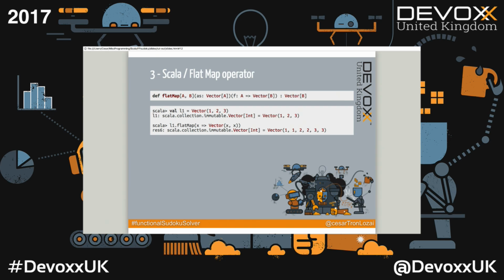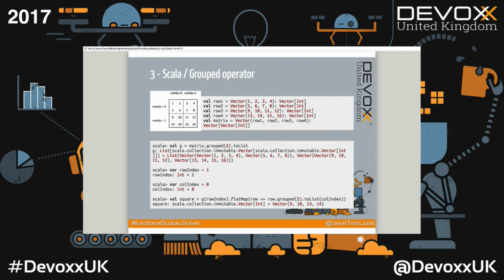Flat map, the function goes from A to vector of B, or if it was a stream, from A to stream of B, or if it was an option. And actually, it's true for every monad, but that's another story. So if I have a vector 1, 2, 3, and I have a function that returns a vector, if I were just to call map on it, I will have a vector of vector, but this method will flatten everything, and I'm just going to get a vector 1, 1, 2, 2, 3, 3.